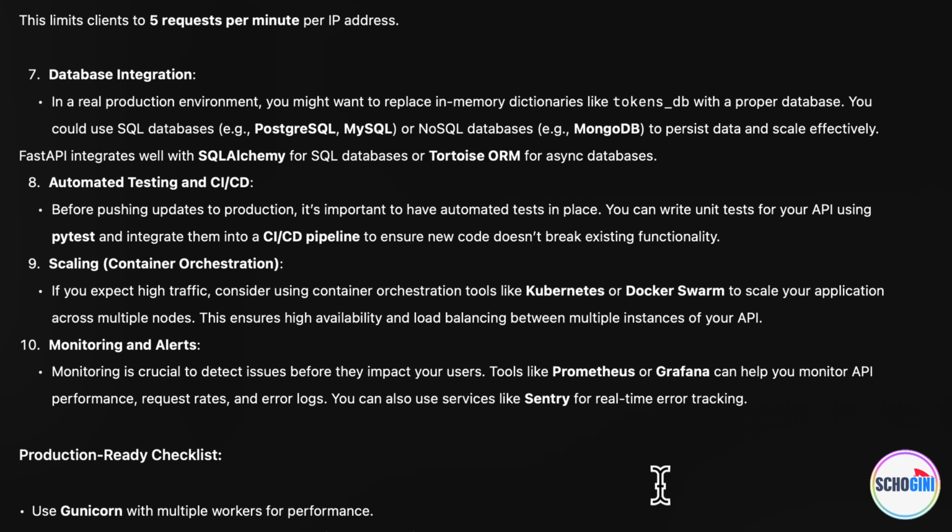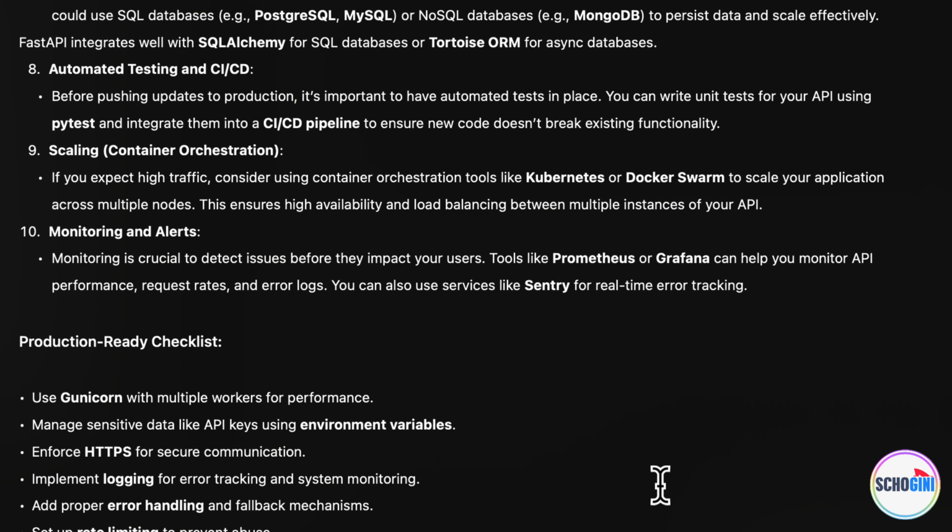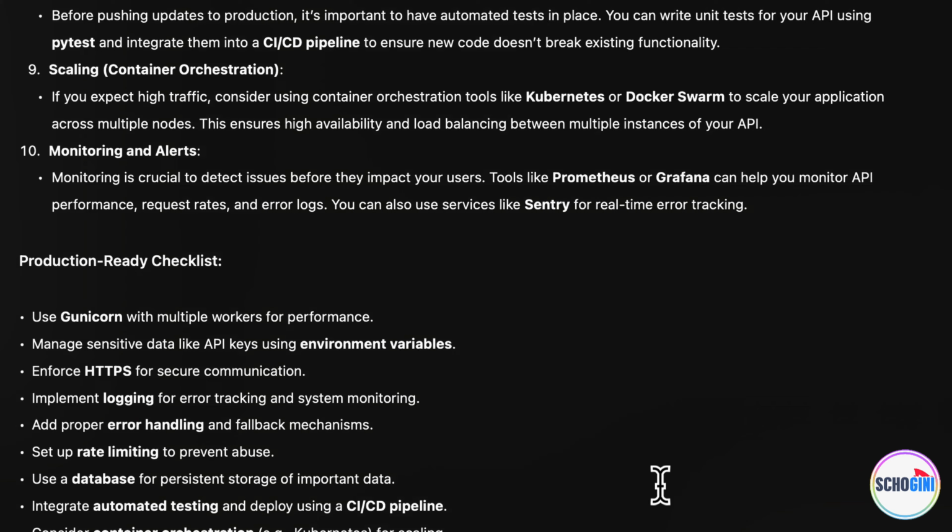9. Scaling and container orchestration. If you expect high traffic, consider using container orchestration tools like Kubernetes or Docker Swarm to scale your application across multiple nodes. This ensures high availability and load balancing between multiple instances of your API.